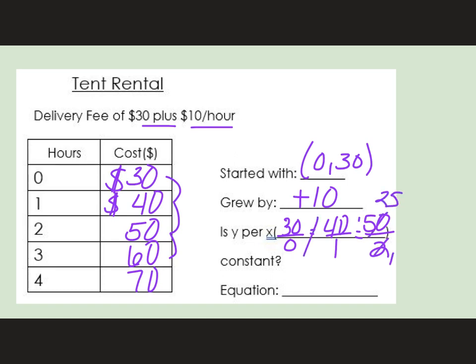So none of this is working out. None of that gives me what I need. I'm showing that those are not equal to each other. But we can write an equation from this. The equation we can write is y equals 10x plus 30, which is how we found these values over here.